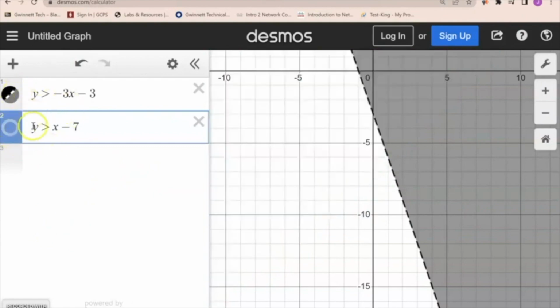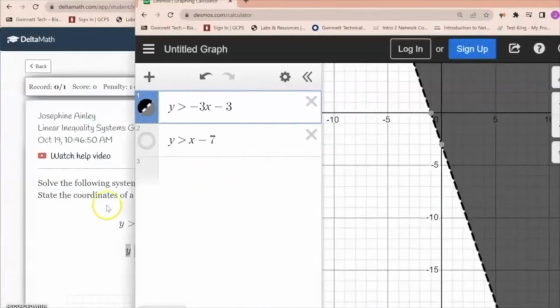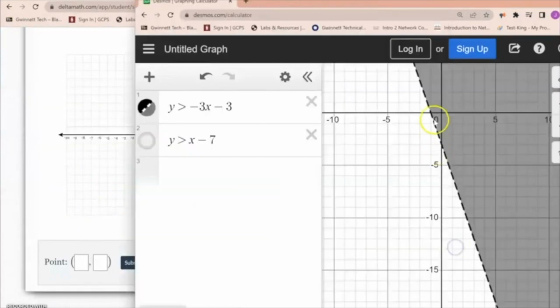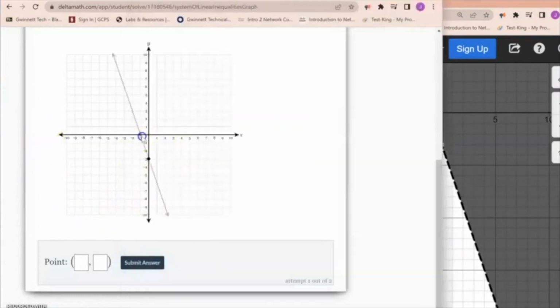Let's go ahead and block one out and copy it in. So again, always go to the y-intercept. So 0, -3. Copy that into your question, 0, -3. Then to get my second point on the first line, you're going to click right here. It's a nice number. If it's a nice number, copy it in. So -1, 0.